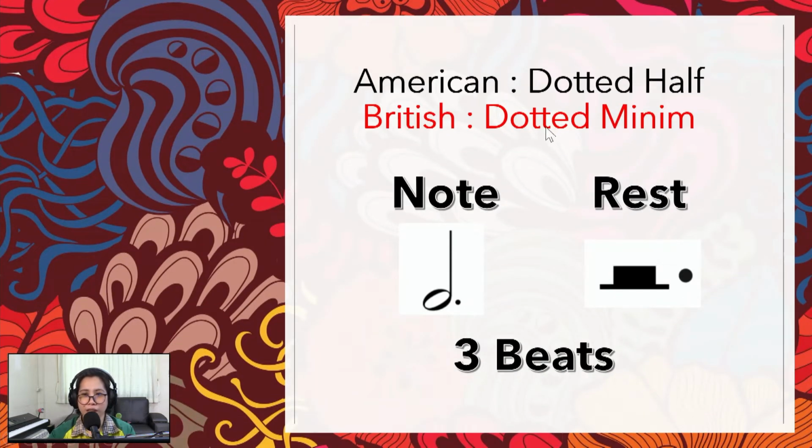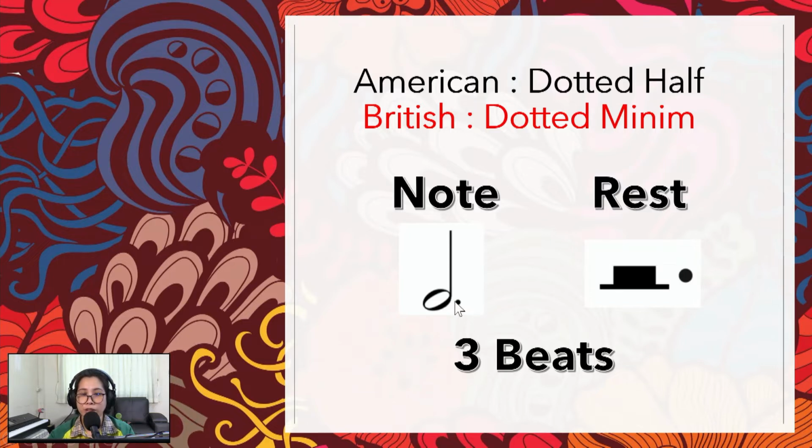I've added a dotted note here. Dotted half in American, dotted half note. It's a note with a dot on the side, and also it has a dotted rest with a dot on the side. Why does this one have 3 beats? Because we have studied that the half note has 2 beats, but if you add a dot, the value of the dot is 1/2 of the note. So it is like 2, which is the value of a half note, plus 1, the value of the dot. Half of 2 is 1, right? So 2 plus 1 equals 3 beats.